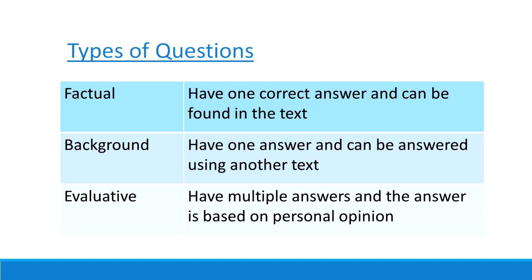A factual question. A factual question has one answer, and the answer can be found in the text. A background question. A background question has more than one answer, but it cannot be answered from the text. You have to go somewhere else to find the answer to it. An evaluative question. An evaluative question can have multiple answers, and the answer is based on someone's opinion. And I'll give you examples of these in just a minute.